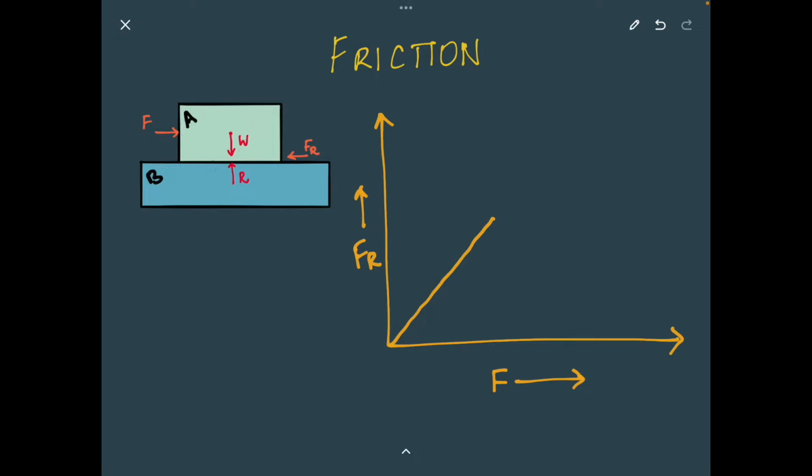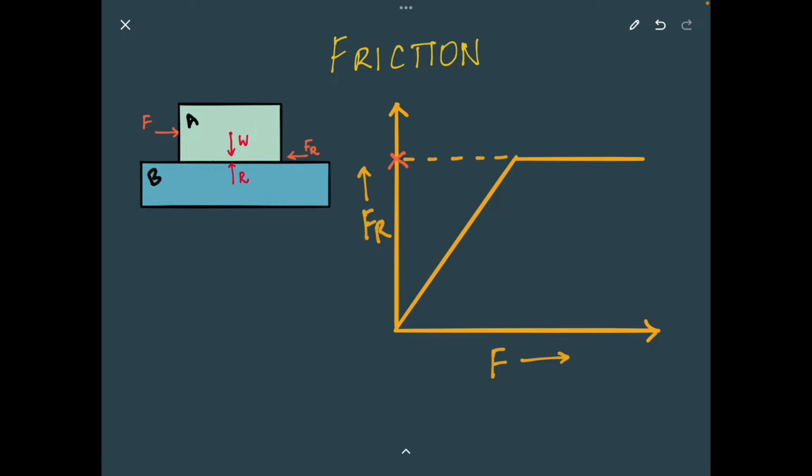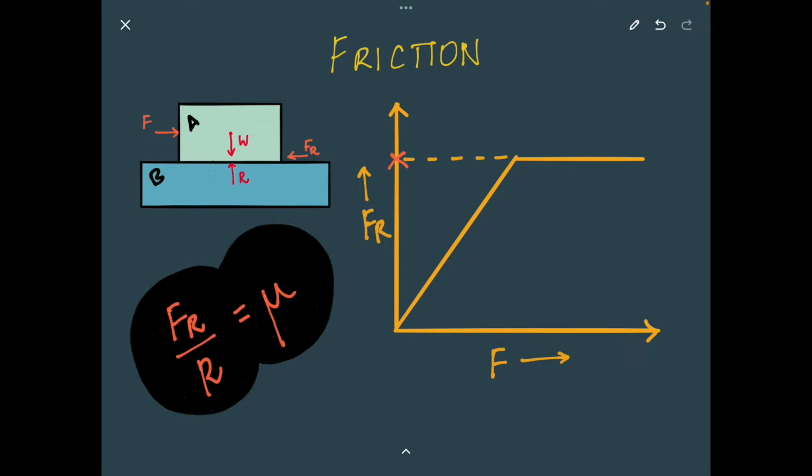Once the applied force is over and above the maximum limit of the friction force, the block will start to move. In this case, the friction force will stay at its maximum value. For us, it will be nice to know the maximum friction force which will be developed. To have this, we need to observe the ratio between the friction force and the reaction force. This ratio will be a constant for any system. This constant is called the coefficient of friction and its value depends on the type of material of the surface.